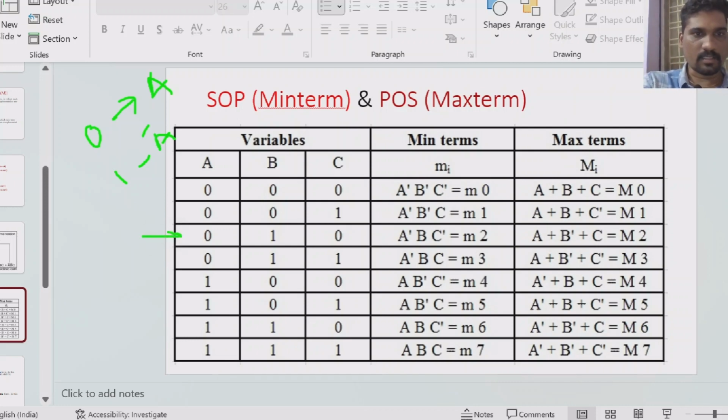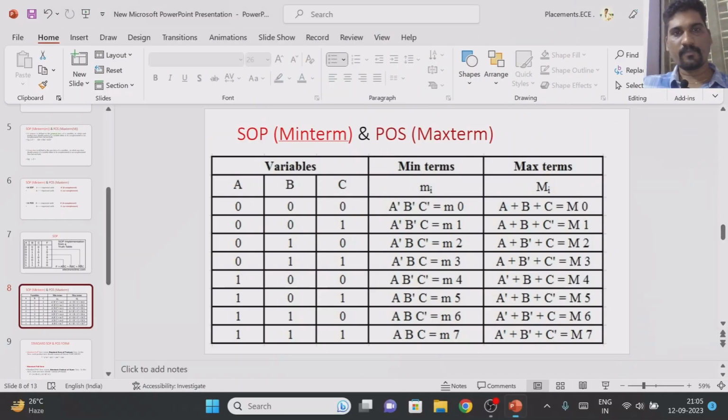For example, you consider this: 0 means what do we have to write? A. 1 means what do we have to write? Complement value, B bar. 0 means what do we have to write? C. But it is a sum term, right? Maxterm is a sum term, right? So for that reason you will get the plus in between those variables. We know that M2. Why is it M2? 0 1 0 means 2. Like that you are going to represent minterms as well as Maxterms.